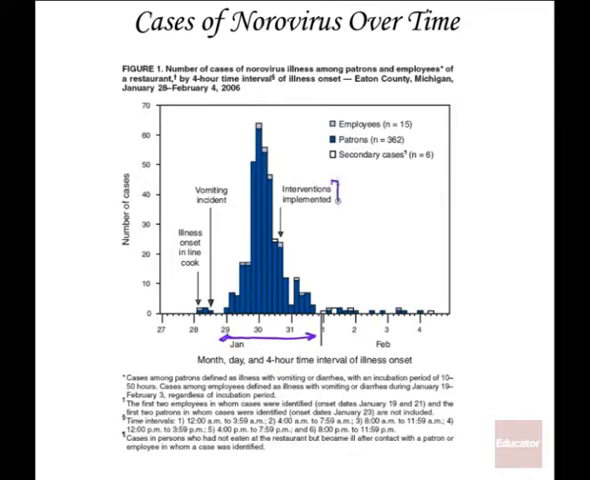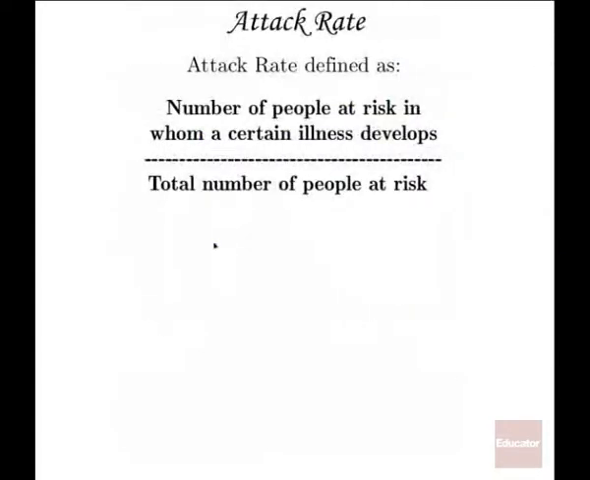And once the interventions were implemented, the number of cases went way down. So if you implement a particular intervention and the cases go way down, then you found your agent. And then you can see the incubation period. Here's the vomiting incident from the employee, and the incubation period is about correct, right? It's about 1 to 2 days. And then you get this high number of individuals who came down with this illness.